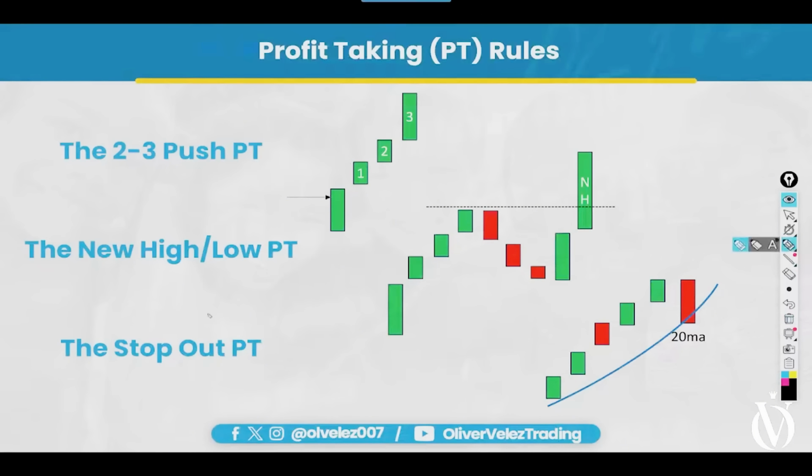We teach them the new high, new low profit rule. Let's say, for instance, you bought this color change. You see this color change? This is a color change entry. Red got taken out by green. Well, you do have a right to take profits on a new high. What's a new high? A peak, right? You travel above the peak, you do have the right.